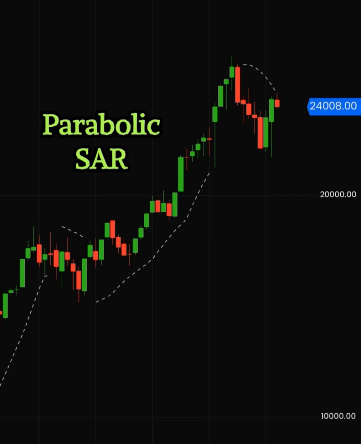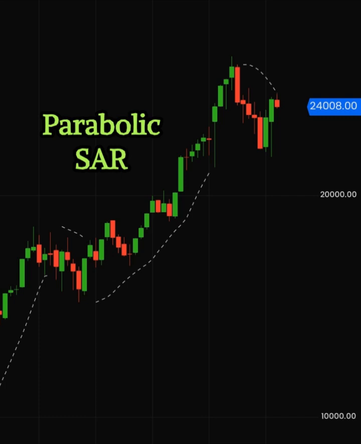Okay, so the parabolic SAR, what's the core concept? What's it for? Fundamentally, it aims to do two main things. Parabolic SAR stands for stop and reverse, by the way. Okay. So first, it helps you identify the current trend. Is the Nifty generally moving up, or is it heading down? The basic direction. Exactly. Second, it provides potential clues, signals maybe, about when that trend might be losing steam or even turning around.